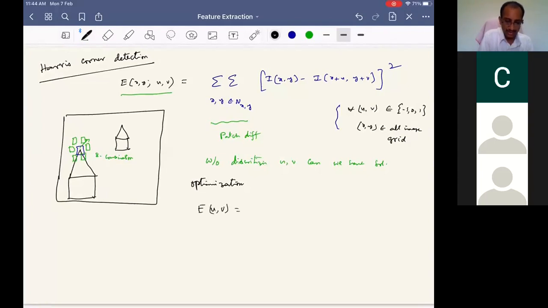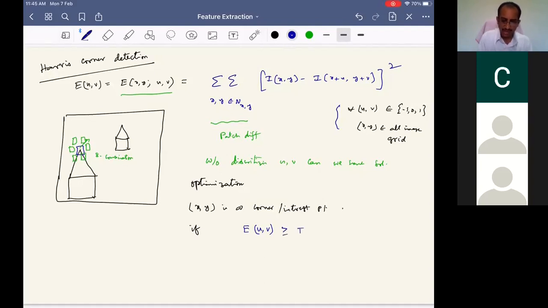Any suggestion on this? If I define this as E of u, v, what is it that I would like to identify? When is a given x, y a corner point or interest point? What is the condition now? Any suggestion? E of u, v has to be what? As we discussed before, what is the condition on this?